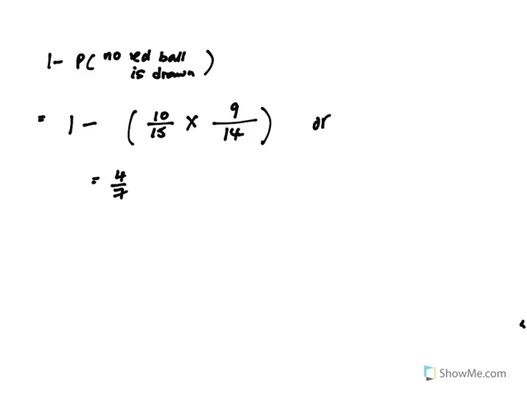So I'll say it's just 4 over 7. Okay, or you can also see it as 1 minus 10 choose 2, the 10 blue and green I choose 2, over the total number 15 choose 2, which is also 4 over 7. Okay, this is for part 1.